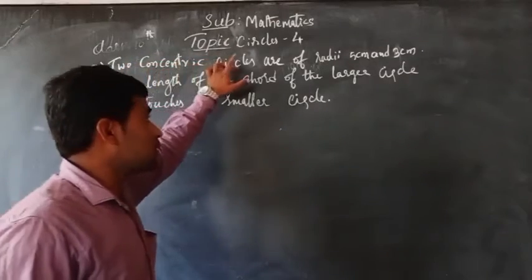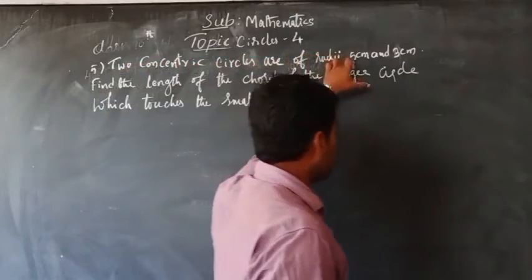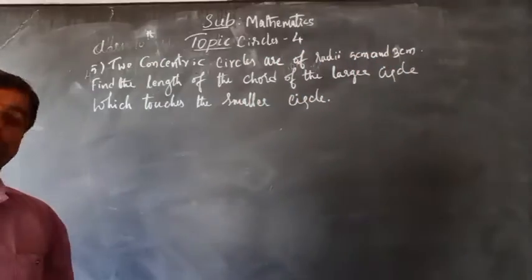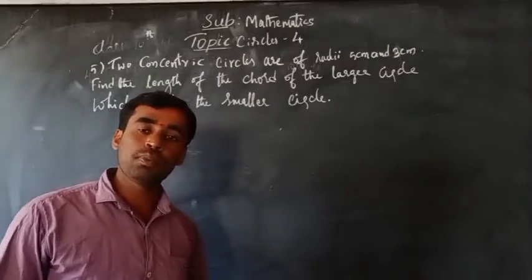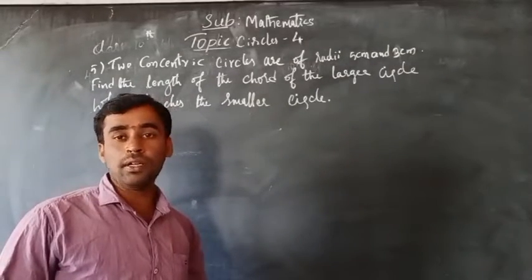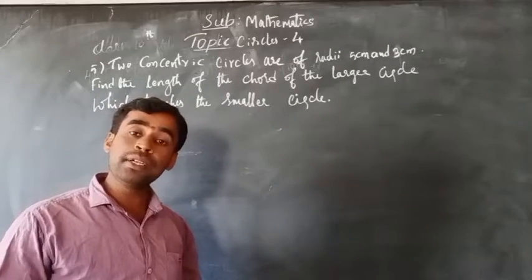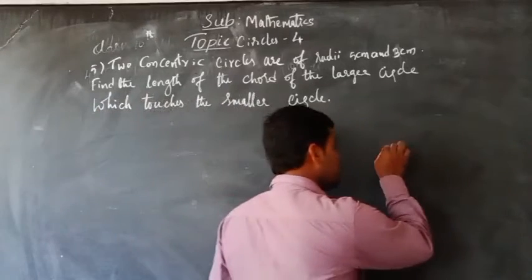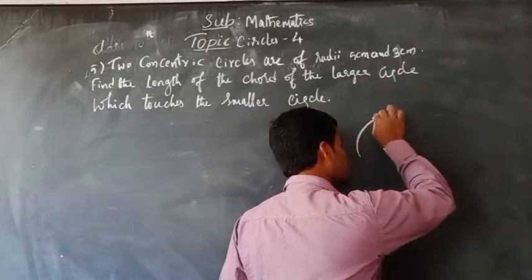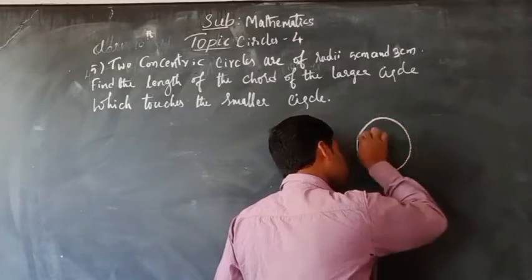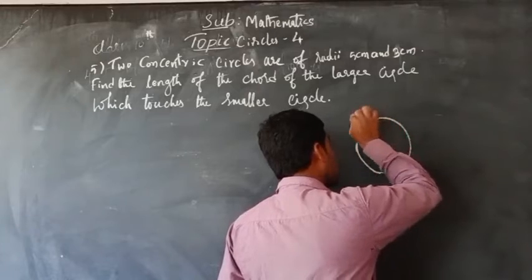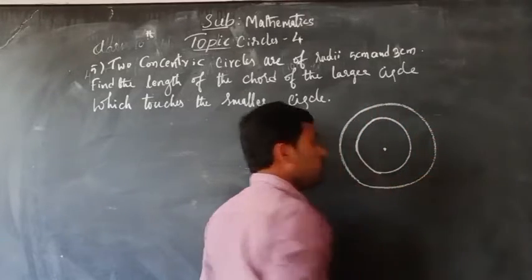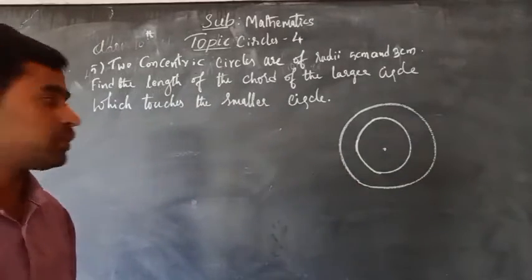Two concentric circles are of radii 5 centimeter and 3 centimeter. Here there are two concentric circles. Concentric circles means what? Two circles have the same center point with different radii. I'll take this as the center point of one circle, and another circle. These are the two concentric circles.